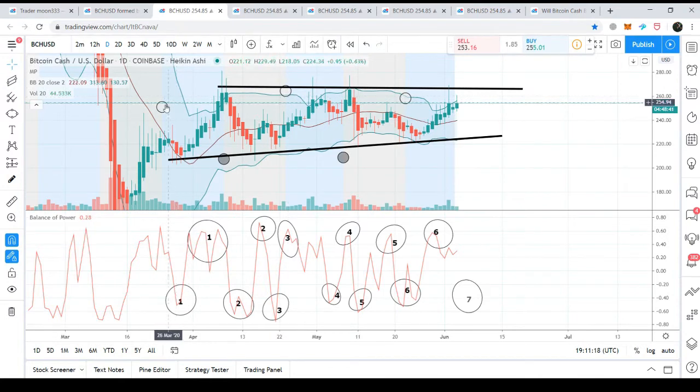Now we can see that the full moon appeared a little bit down inside the resistance of this wedge pattern, and we can also see that the dark moon appeared outside of this support, or beyond this support, of this wedge pattern. That is a bearish signal, and it is predicting that the upward movement of the price action can be up to this level of this full moon, and it can drop from here.